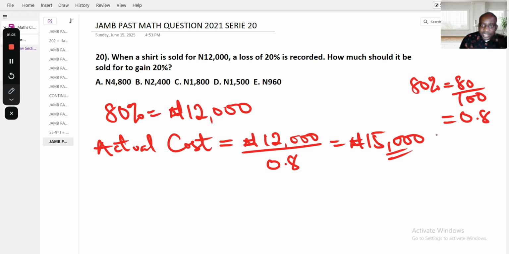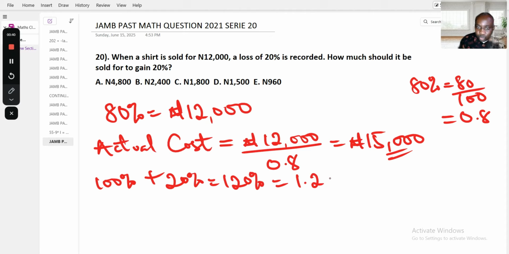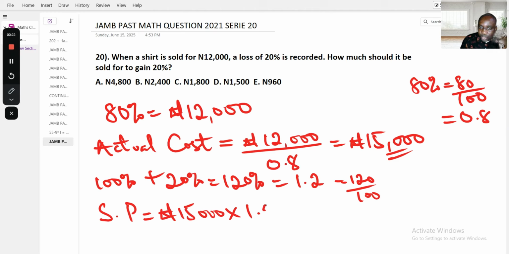Now the question says, if you want to sell it at a gain of 20%, how much are we going to sell it? To make a gain of 20%, we say 100% plus 20% is going to give you what? 120%. Therefore, it's the same thing as 1.2, or 120 divided by 100. Now let's multiply. Selling price, we are going to say 15,000 multiplied by 1.2.